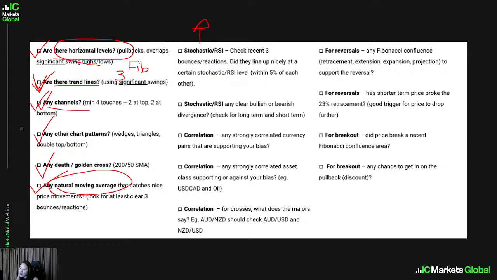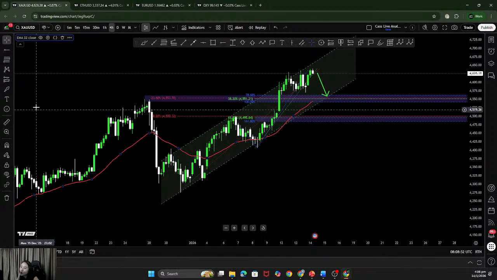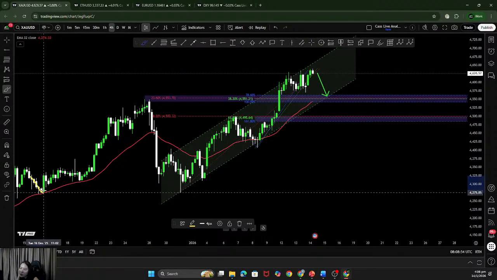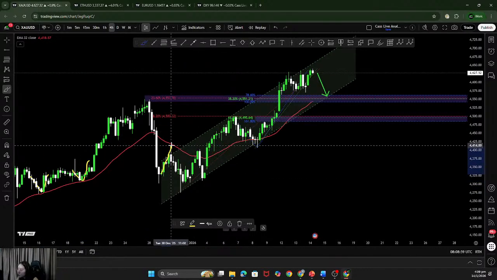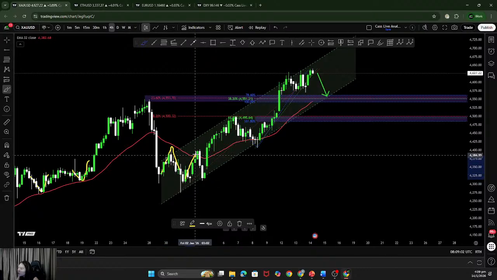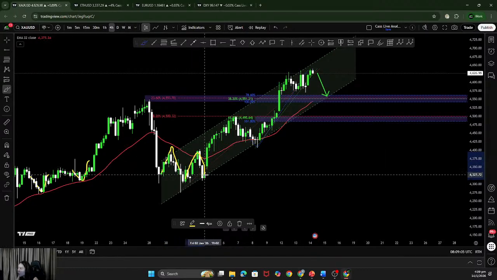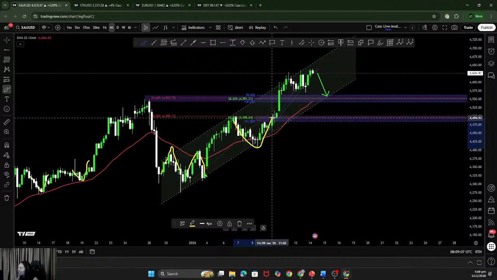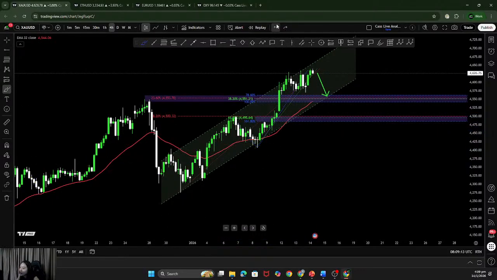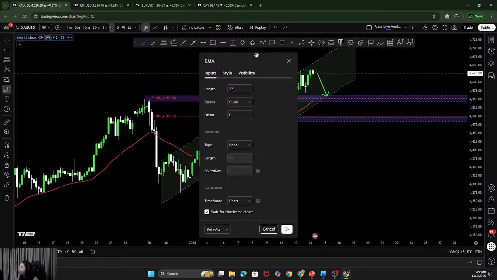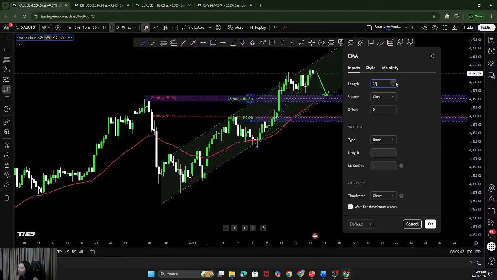Okay, let's go back. Look for at least 3 bounces and reactions for it to be a valid natural moving average. So I've got 1 bounce here, 2 bounces here. This one barely touched, but I guess I can count it. 3 bounces here. This one went out a little bit. 4 bounces here. 5 bounces here. Yeah, so I would consider this a valid natural moving average. Obviously, if you go into the settings and tweak it a little, you can probably find even better settings.